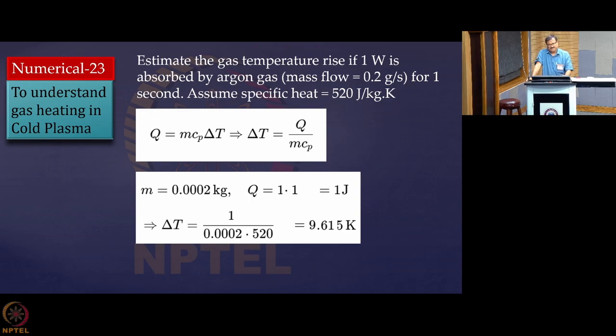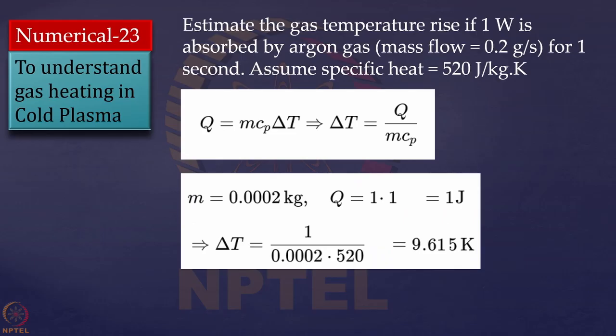So it is not much. If your gas input is at say 27 degree centigrade, the room temperature, then it will be maximum 37 degree centigrade if you are putting 1 watt of power in. That is within your bearable limit for limited time application.